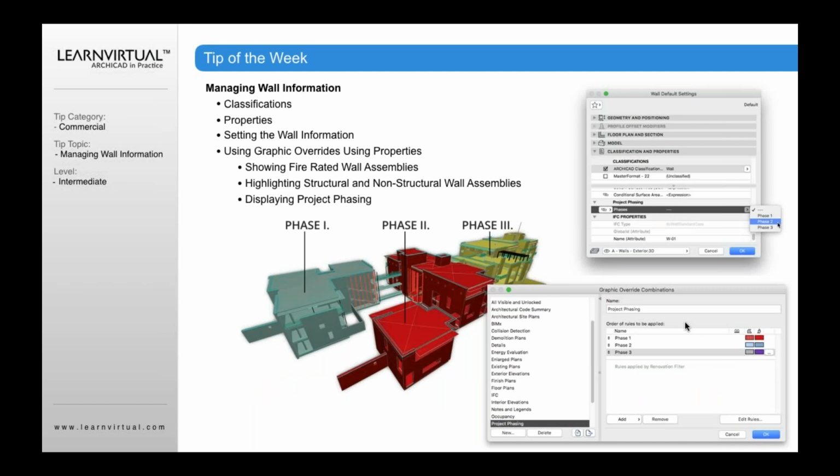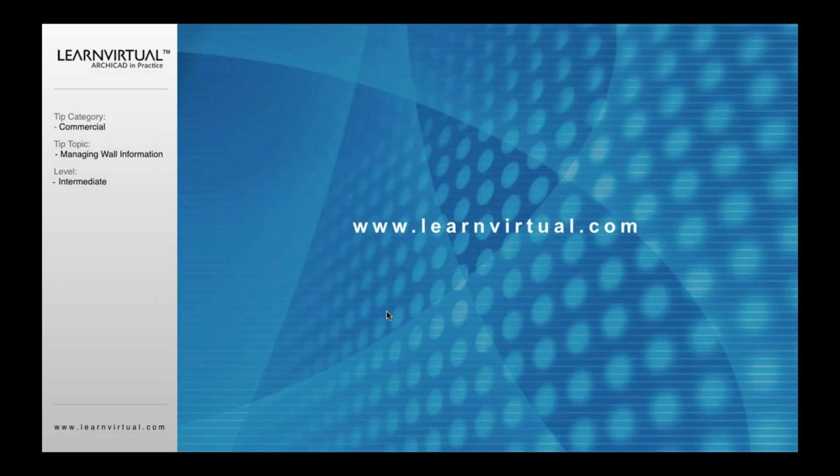And for phasing, this is a really interesting one to use too. If you want to graphically show different phases for your project, you can actually create a phasing property here with, again, phase one, phase two, phase three, or however many phases you might have. And then you could create different colors, different fill patterns associated with each of these, and those could then show up within your display of your project phasing to show those different categories.